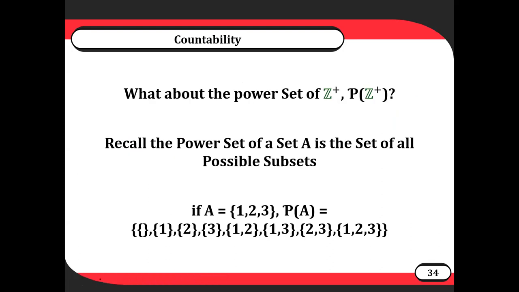What about the power set? So if we recall, the power set of a set is the set of all possible subsets. So if A is the set 1, 2, 3, then the power set is the empty set, 1, 2, 3, 1, 2, 1, 3, 2, 3, and 1, 2, 3. So what do we think? Is that set countable?